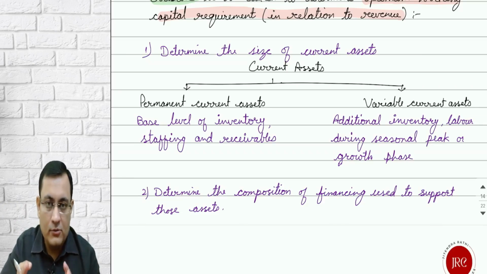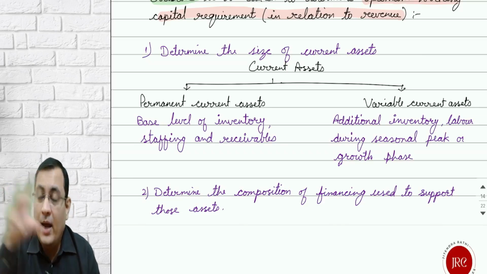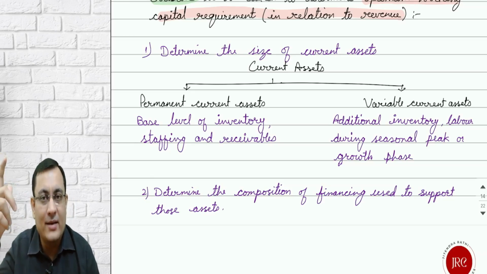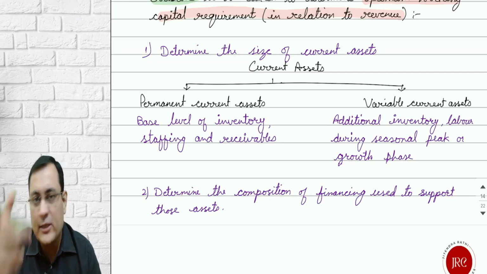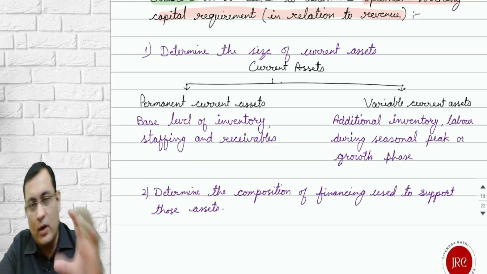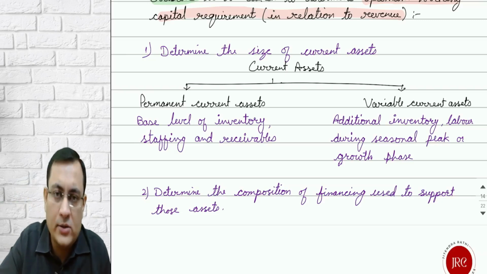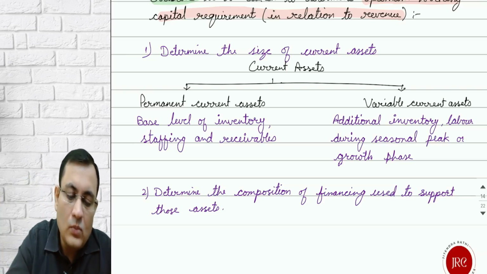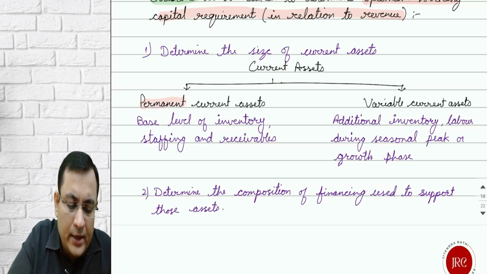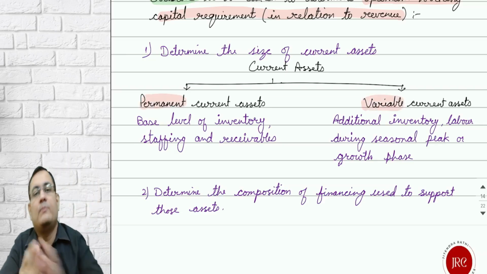So here we will be making two decisions. First, the quantum of asset, and number two, the composition of liability. Both types of things we are going to manage and decide here. When I say quantum of current asset, current asset is further defined into two parts. Two classifications are there. Number one is permanent current asset and second is variable current asset.